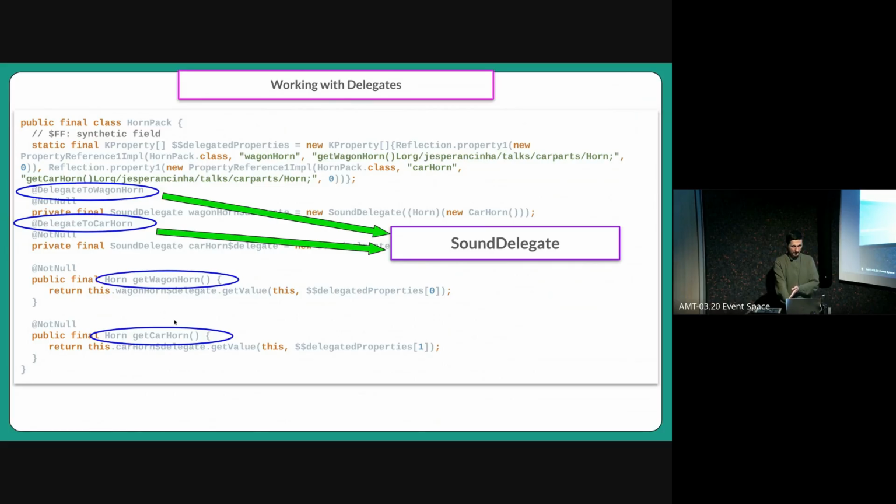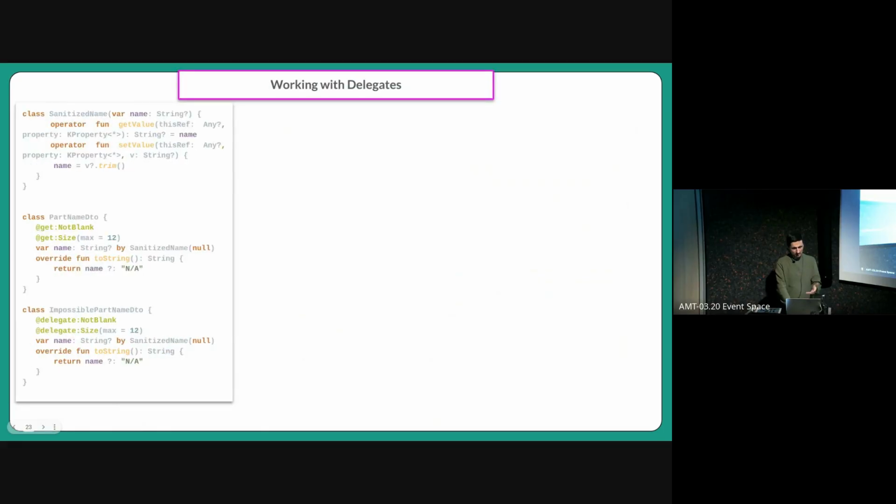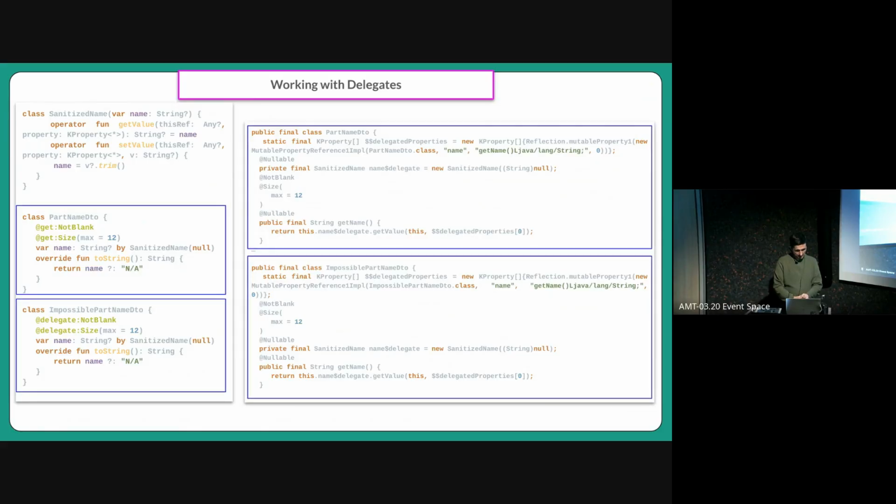And so this was interesting to me because I've also found other people on other forums that got stuck here. And this was a very strange result to have. And so I continued and I created another example. And this example is a PartNameDTO and an ImpossiblePartNameDTO.